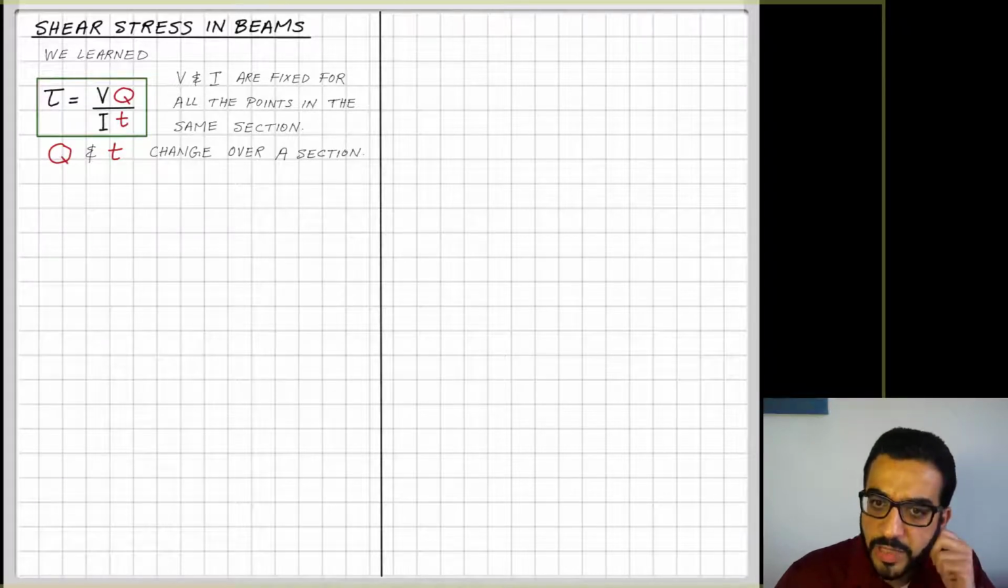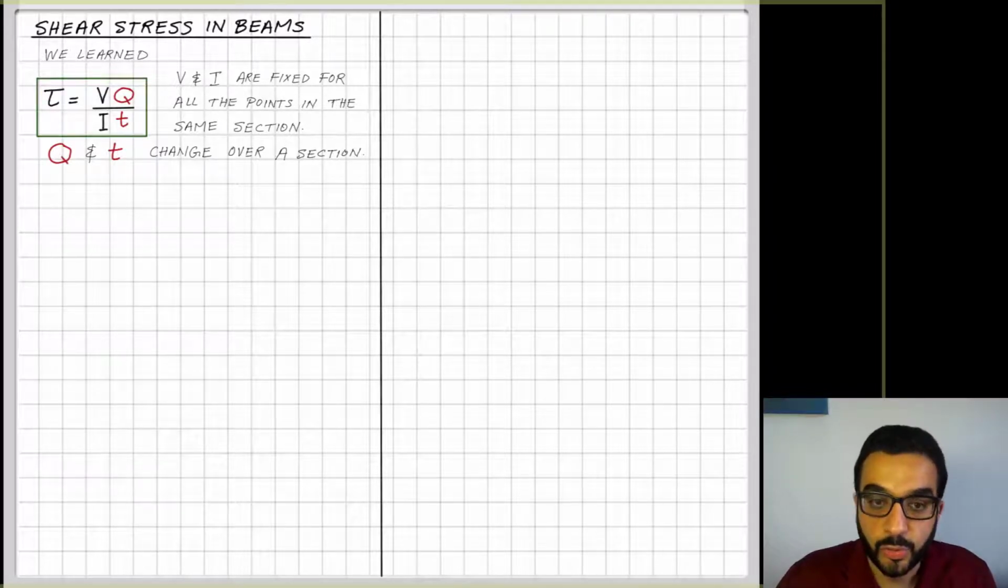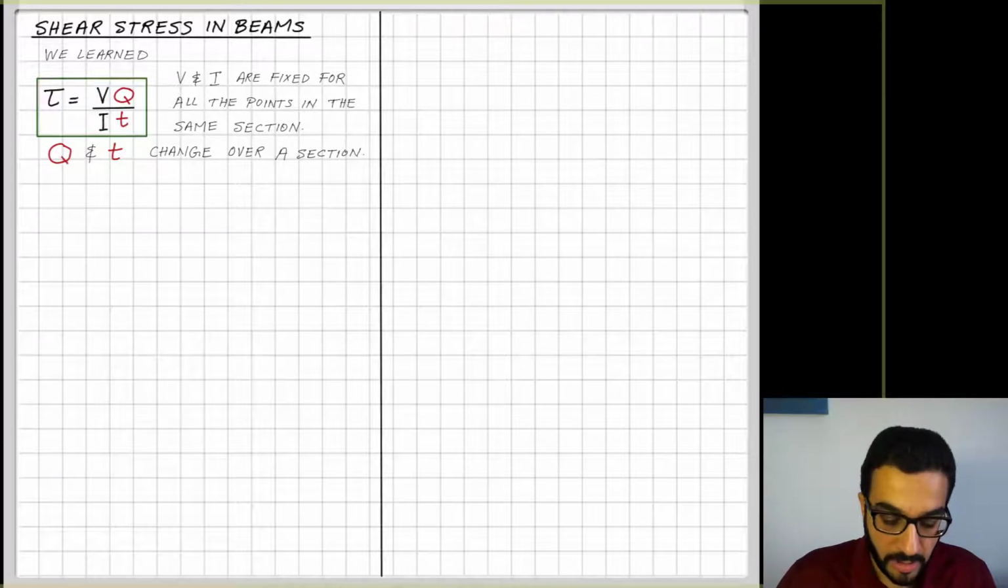The point is here at a section, we are interested in calculating the shear stress at a point within this section. For this section, V and I are fixed for all the points. So what makes the difference in the stress distribution over the section between different points is really Q and T. In this video, we'll understand more the implications of Q and T, specifically Q. We want to understand what Q really is.